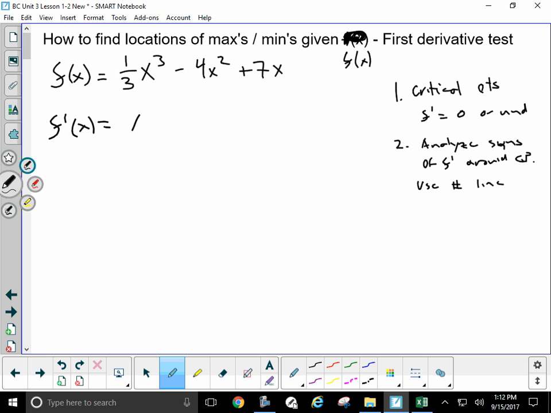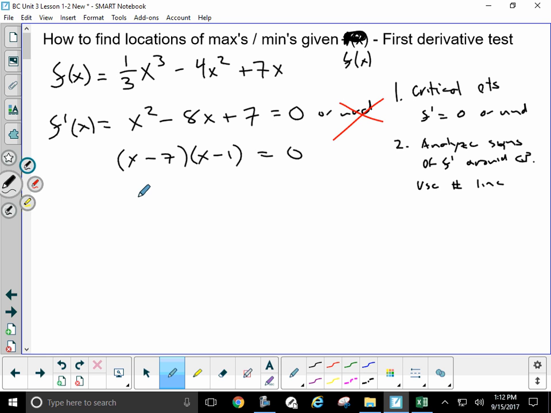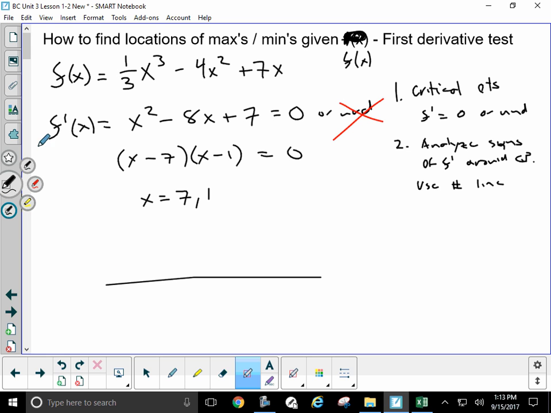F prime. Set it equal to 0 or c when it's undefined. There's no denominator, it's not undefined. Find the critical points. Solve by factoring. Okay? Then, analyze the signs of f prime around these 2 points.